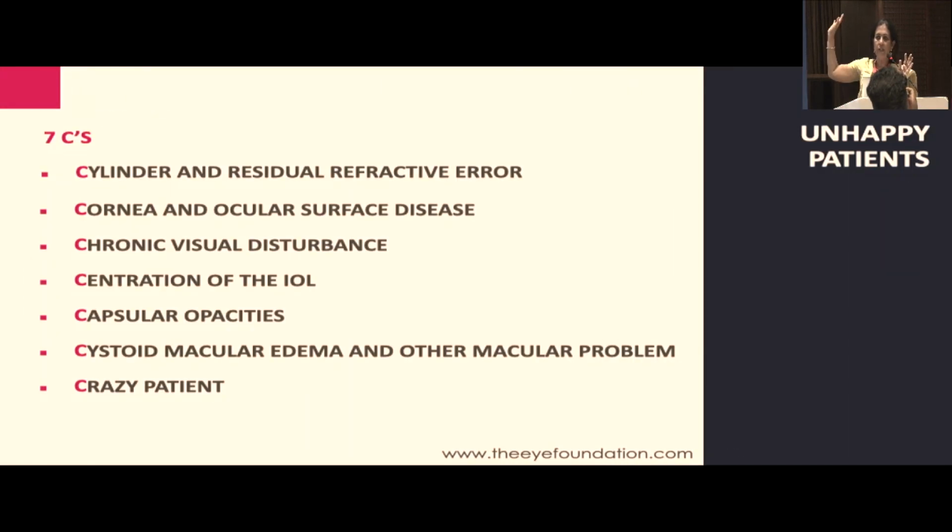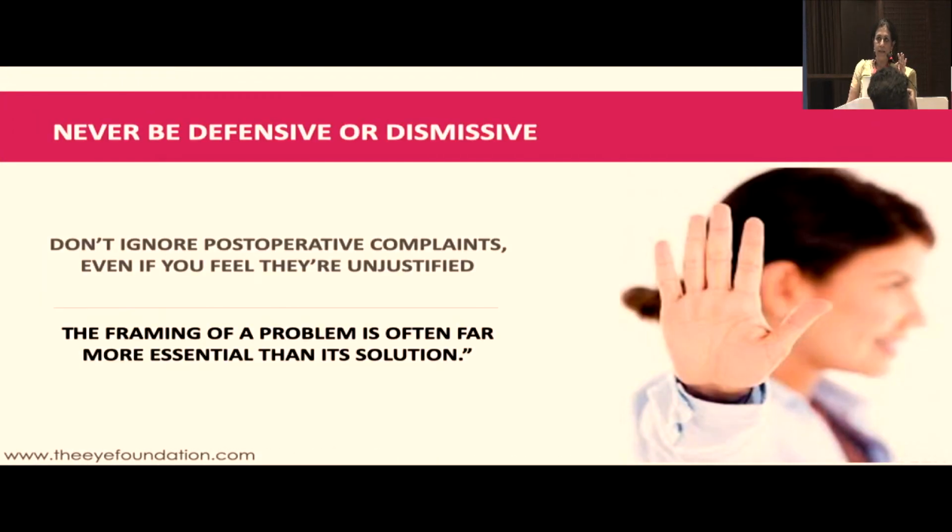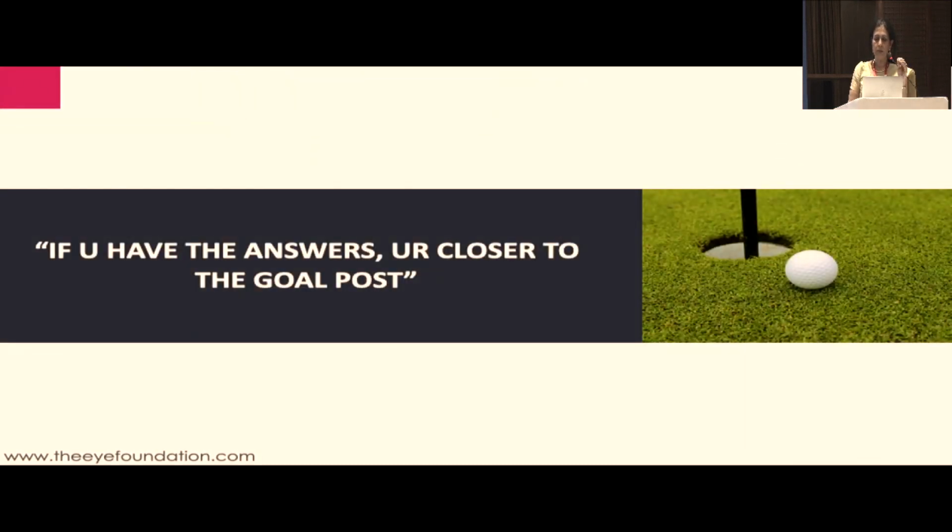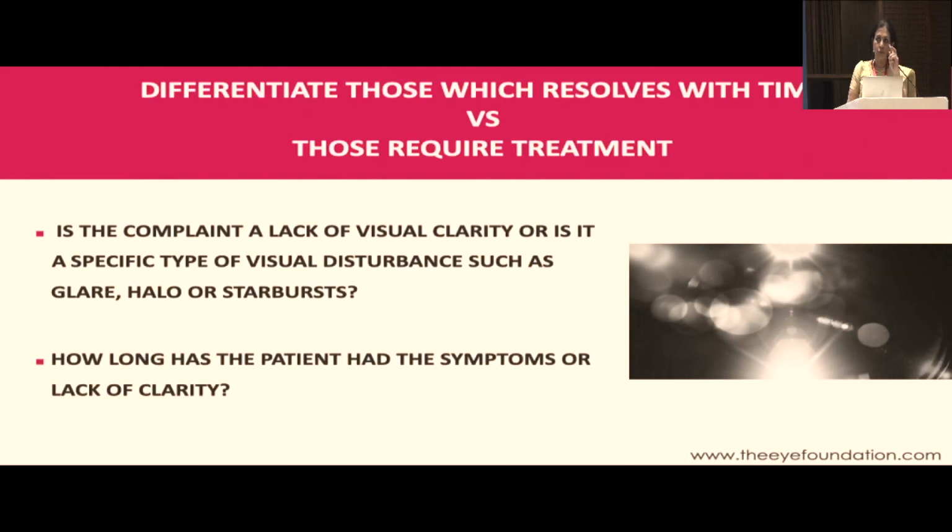For this, you need to see these 7 C's: whether the patient has a cylinder or residual error, a corneal ocular surface issue, chronic visual disturbance, centration, capsule opacity, CME, or is it a crazy patient? But then, we have to understand that we cannot assume a patient is crazy. We have to listen to him. There would be a wealth of information which would come across, because only then are you closer to planning how you're going to do it.